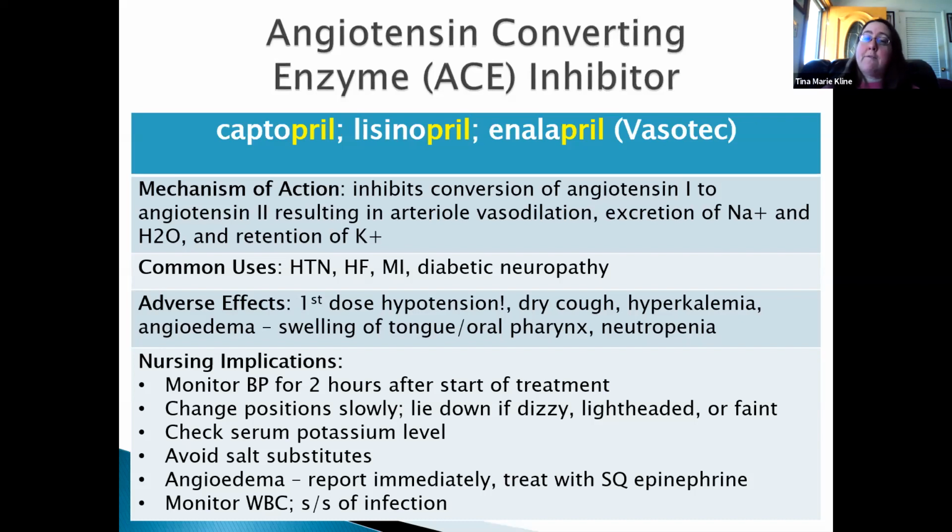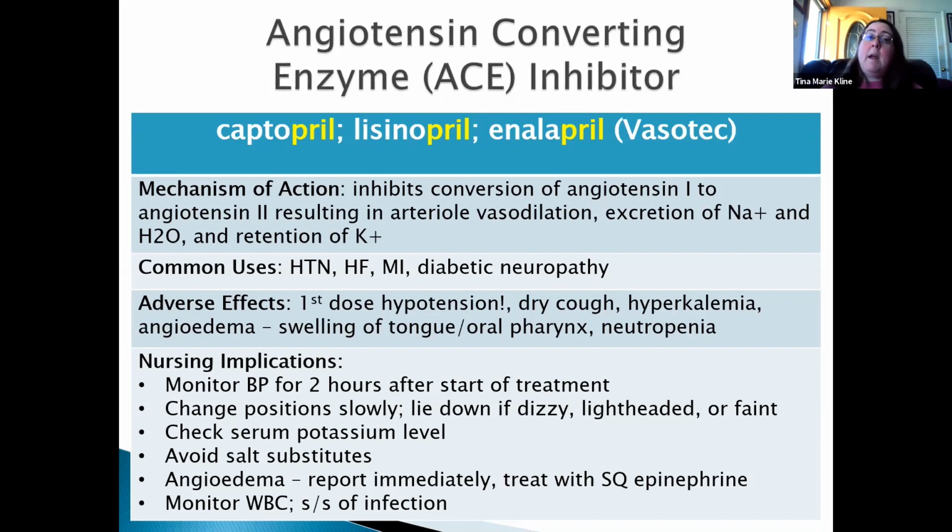Another big adverse effect is going to be that dry, persistent cough. It's very common. If patients experience this and it becomes really interfering with their quality of life, they'll often switch their medication to something else.